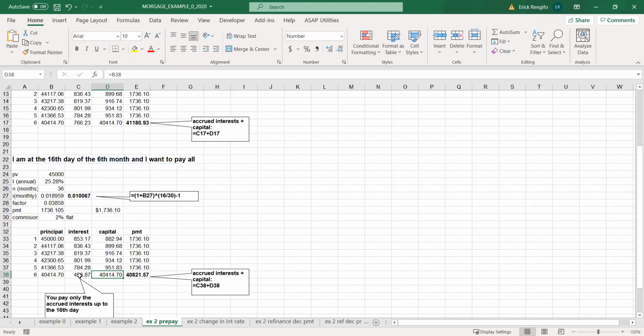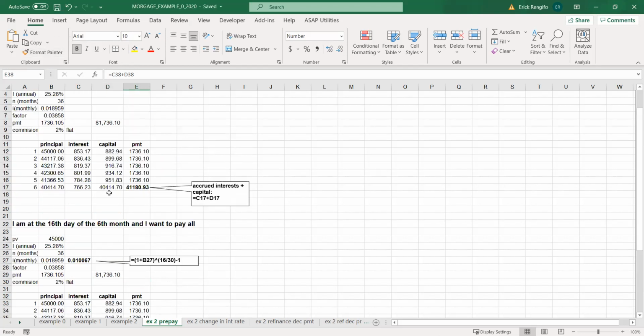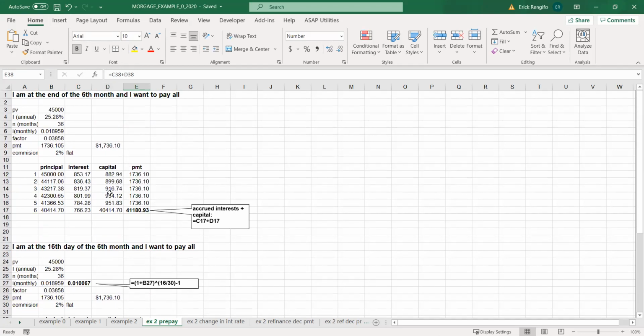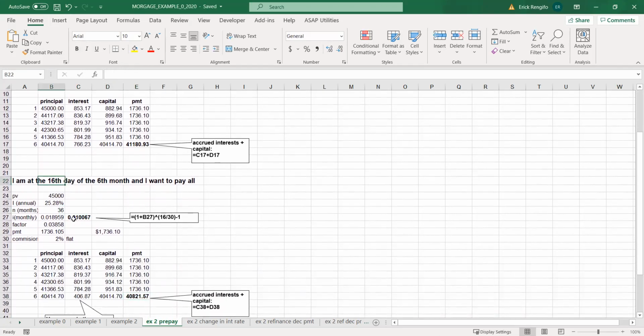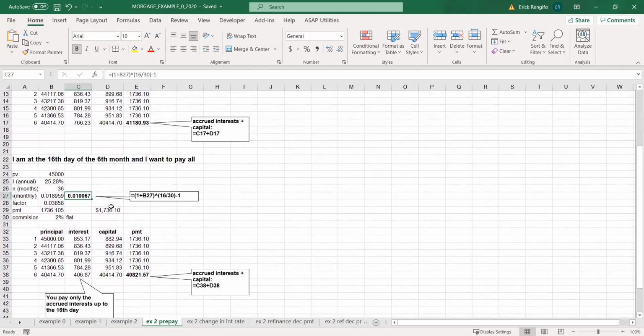So how much money do I owe to the bank? The sum of these two here: 406 plus 40,414 equals 40,821.57. So this is what you need to have now on the 16th day of the 6th month in order to clean your debt, pay the bank, and go happy. Make sense? Good. So this is basically a prepayment. You want to prepay. If you go in between, you need to compute the corresponding interest rate, and then you simply solve this issue.